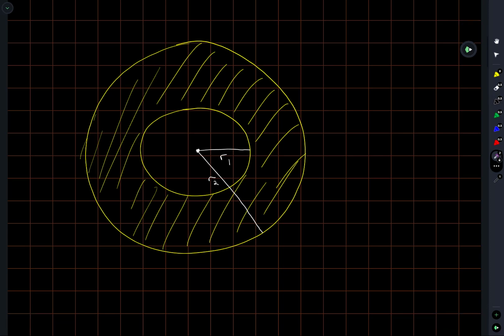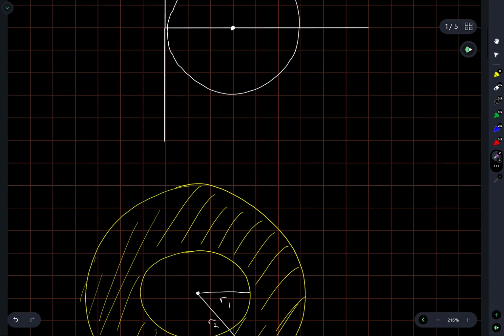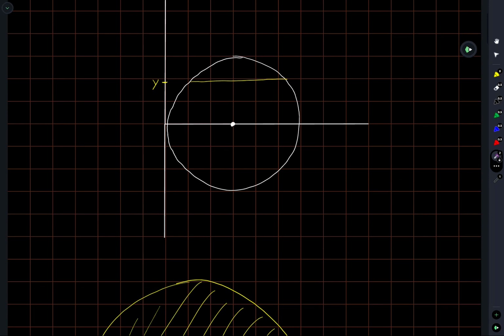Now, if we compare this figure to the one we have above, the inner radius, R1, is going to be this distance here, and the outer radius is going to be this larger distance here. So let's label them on this figure. This is R1, and this is R2.